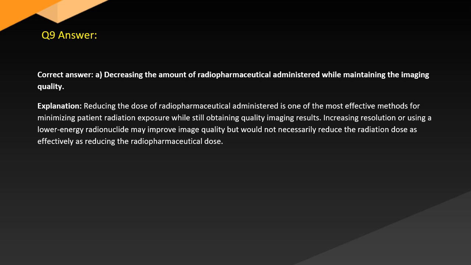Answer. Correct answer A. Decreasing the amount of radiopharmaceutical administered while maintaining the imaging quality. Explanation. Reducing the dose of radiopharmaceutical administered is one of the most effective methods for minimizing patient radiation exposure while still obtaining quality imaging results. Increasing resolution or using a low-energy radionuclide may improve image quality but would not necessarily reduce the radiation dose as effectively as reducing the radiopharmaceutical dose.